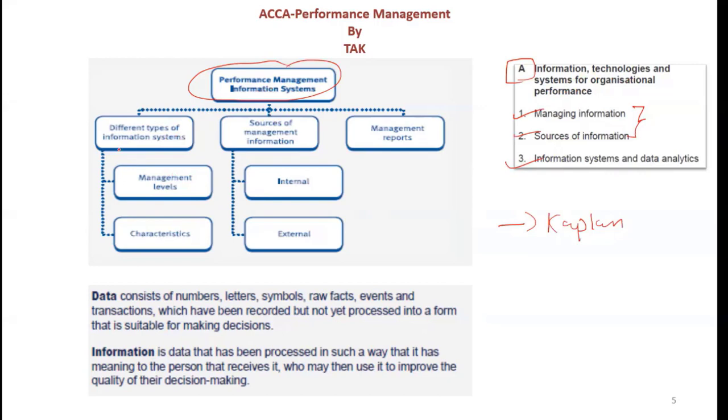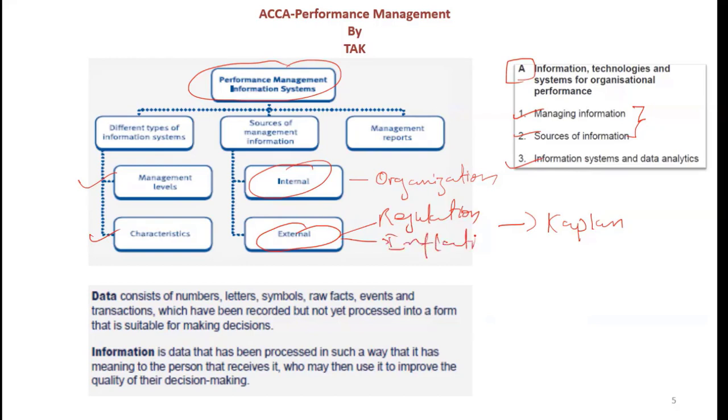So there are different types of information systems. There are management level information systems. They have different characteristics. There are sources of information. Some sources of information are internal, meaning within an organization environment. Some are external information, like regulation, price, inflation. So in performance management information systems, these are the particular areas that we will be focusing on.